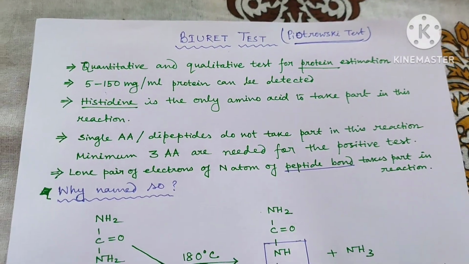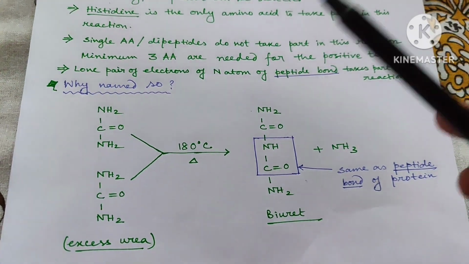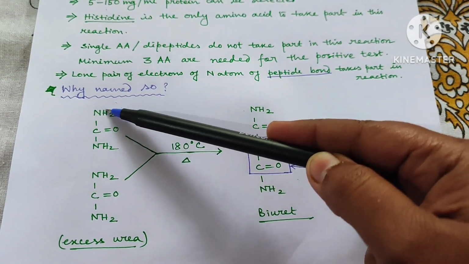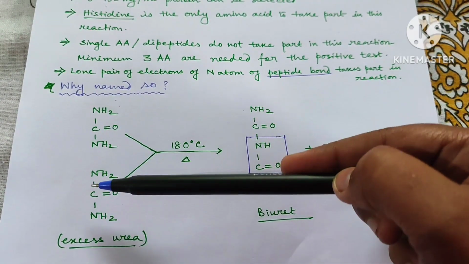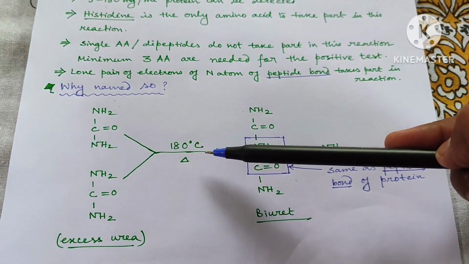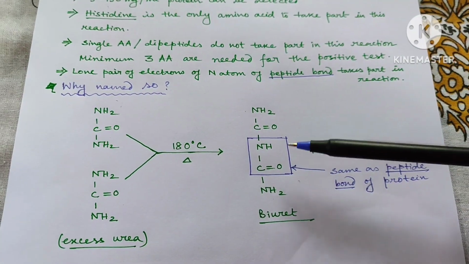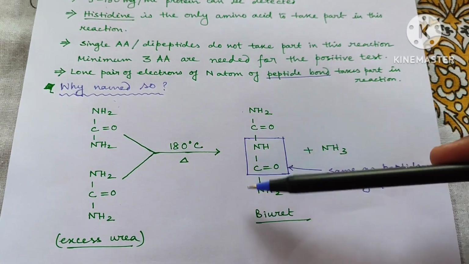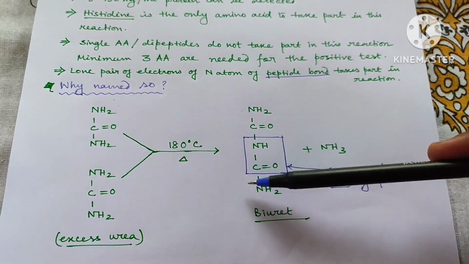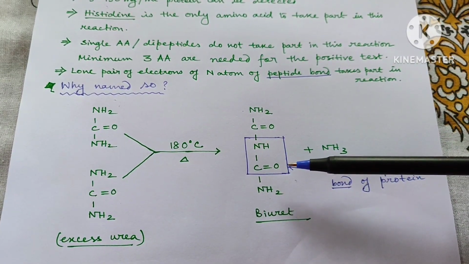Now, why is this reaction named Biuret test? Biuret, bi means 2. See, if there is excess urea, this is the formula of urea, CONH2 twice. Okay, you can see there are 2 molecules of urea. Now, if there is excess urea and you heat them at 180 degrees Celsius, then they will form the biuret complex. And here see, this is the biuret complex and they will release the ammonia. In this biuret complex, this part CONH is exactly the same as the peptide bond of our protein molecule.